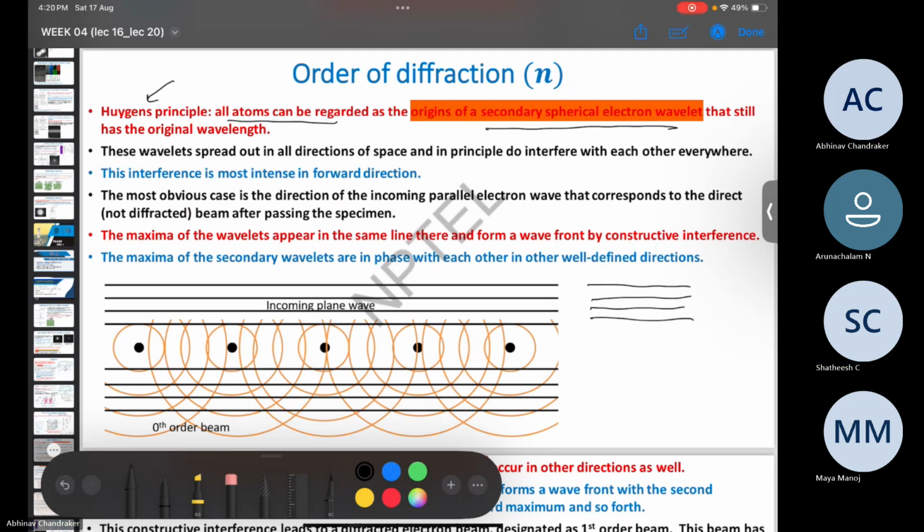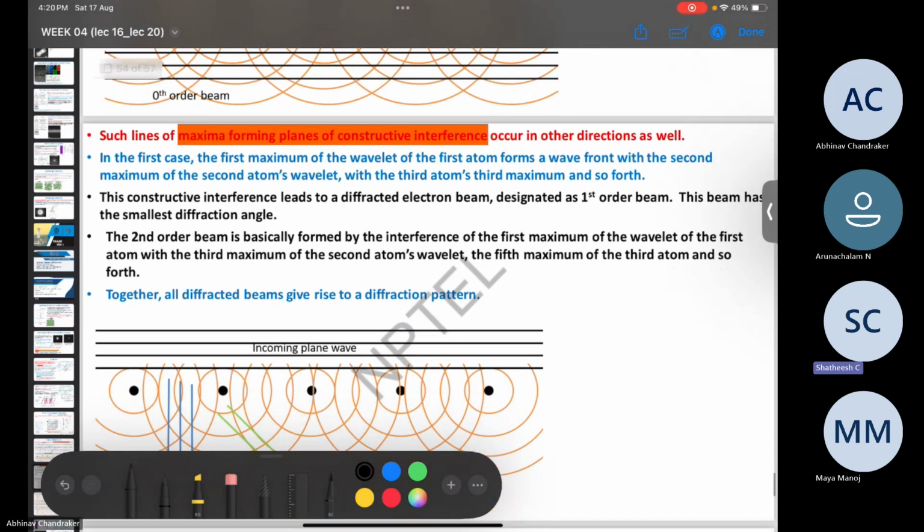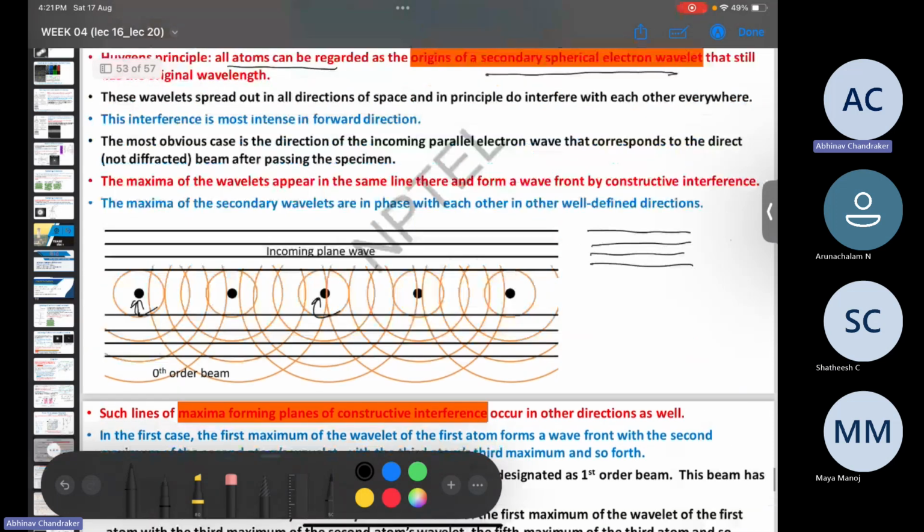Also based on which atoms, or based on the maximas of different atoms which are constructively interfering with each other, we'll be able to get multiple constructive interference based on the different maximas of the secondary wavelets of different atoms, which are interfering with each other, or basically they are adding up with each other.